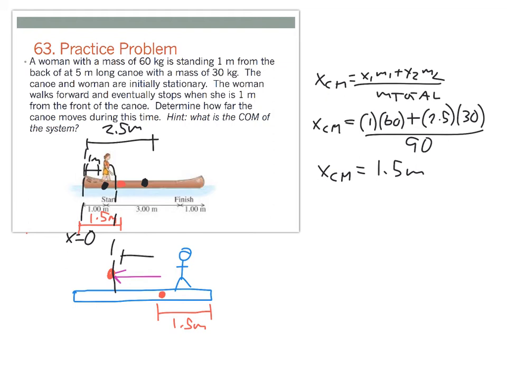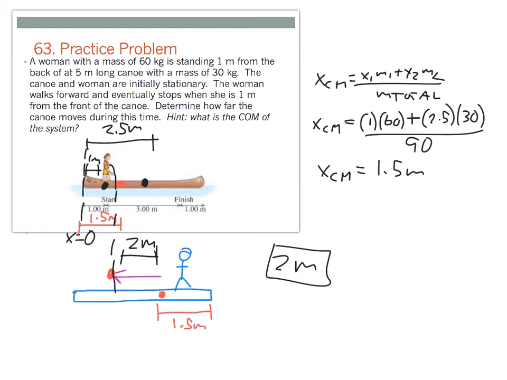So how far does the canoe need to move? Well, it needs to move this distance here, which is a distance of 2 meters, since the total length of the canoe is 5. So I'm just doing 5 minus 1.5 minus another 1.5, and that gives me a distance of 2 meters.